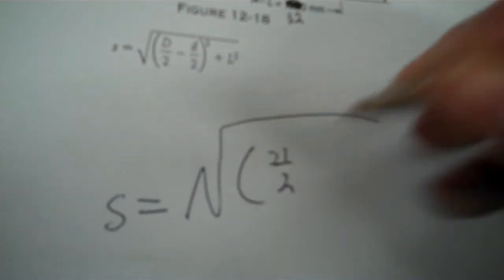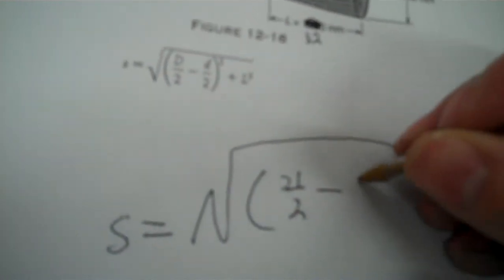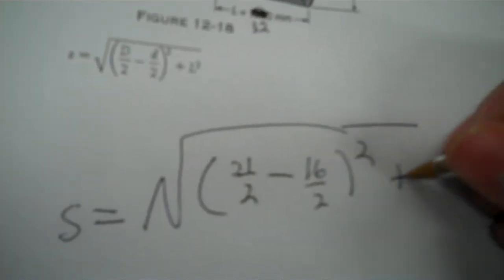Okay, next one, number 18. Remember to put 18. Oh, those were backwards. And the last story problem we have. Okay. A tapered pin is shown in this figure. Compute the length of the side to the nearest 1/10 millimeter using this formula. S equals, okay? Get a parentheses. Capital D is going to be 21 divided by 2 minus little d, lowercase d, 16 divided by 2 to the second. Plus, and then capital L is 32 to the second. Okay.